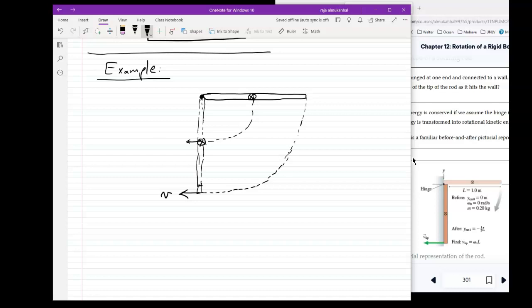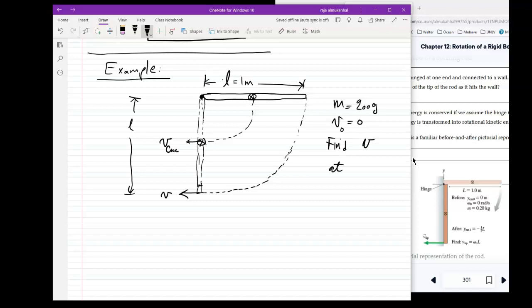This is the velocity of the center of mass. And the length of the rod is 1 meter. You know what? Let me call it L, and that's equal to 1 meter. Like that, okay? Of course, that's also L. Like that, okay? So, what's given to us? It said the mass of the rod is 200 gram, which is 0.2 kilogram. The initial velocity of the rod is 0. Find the velocity at bottom.